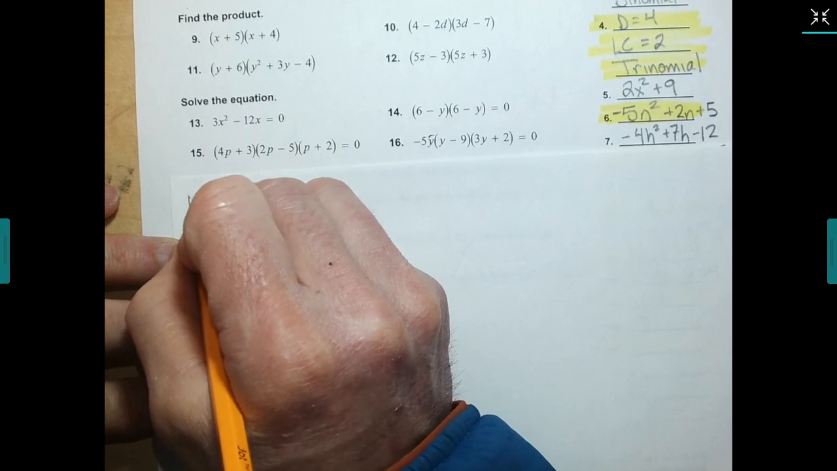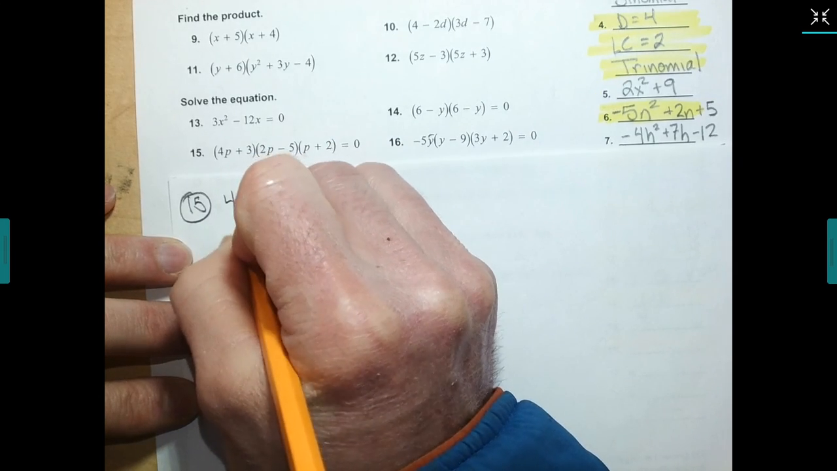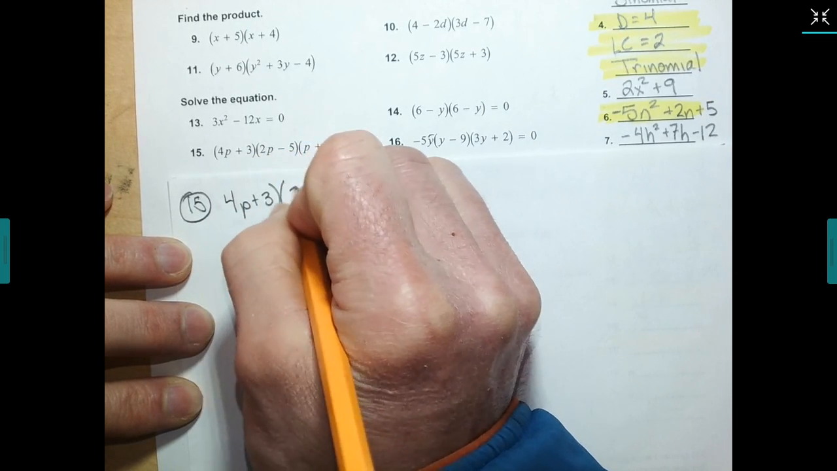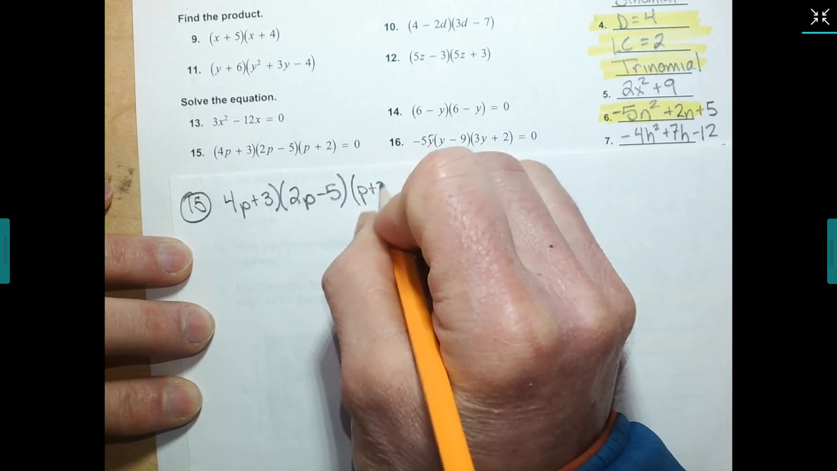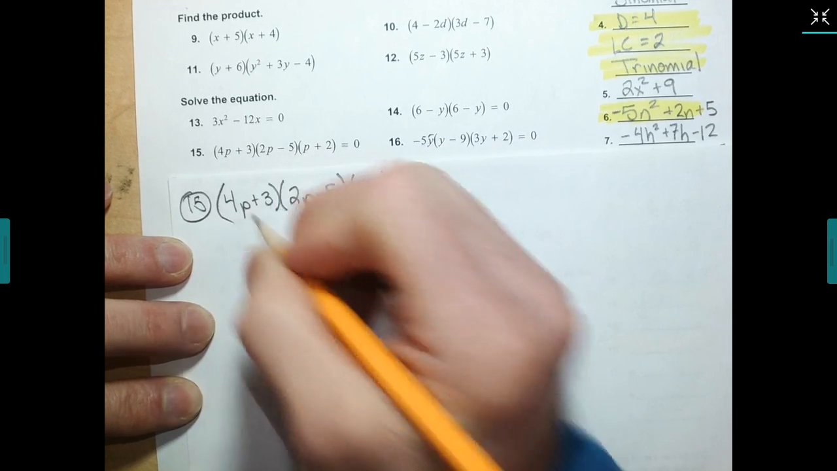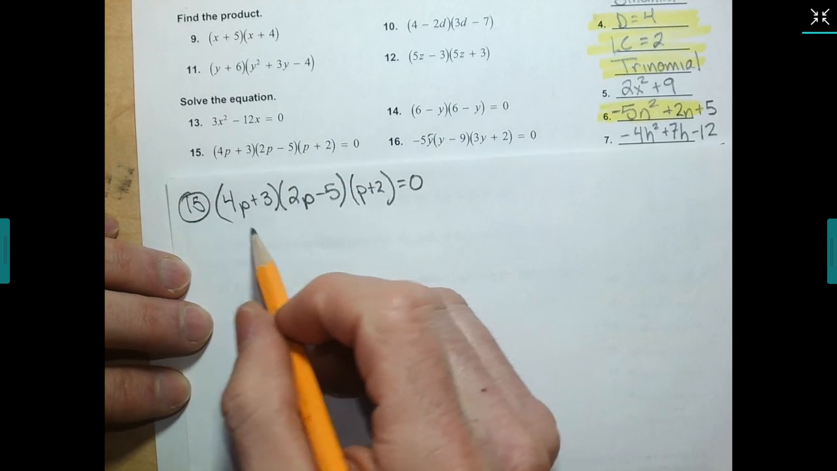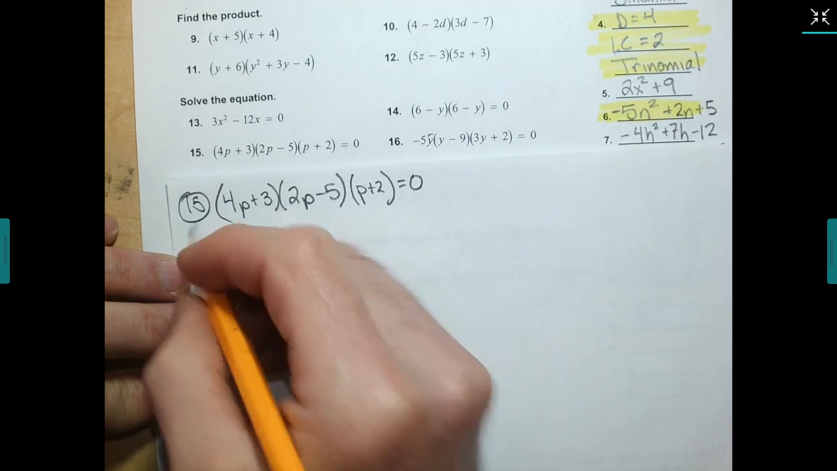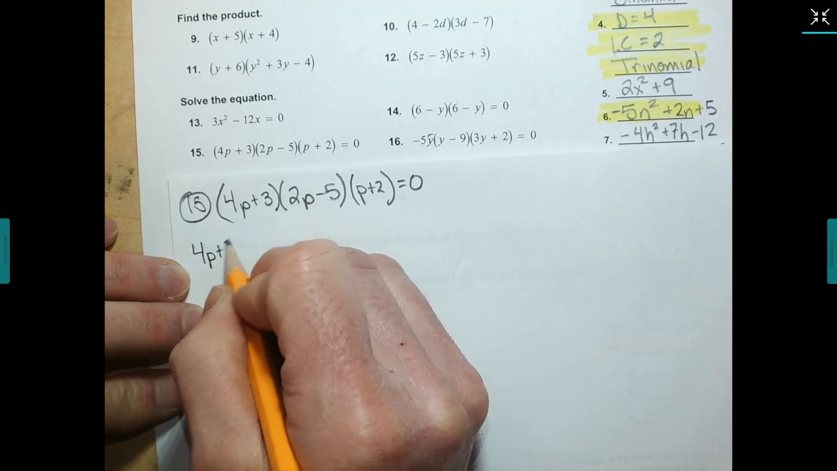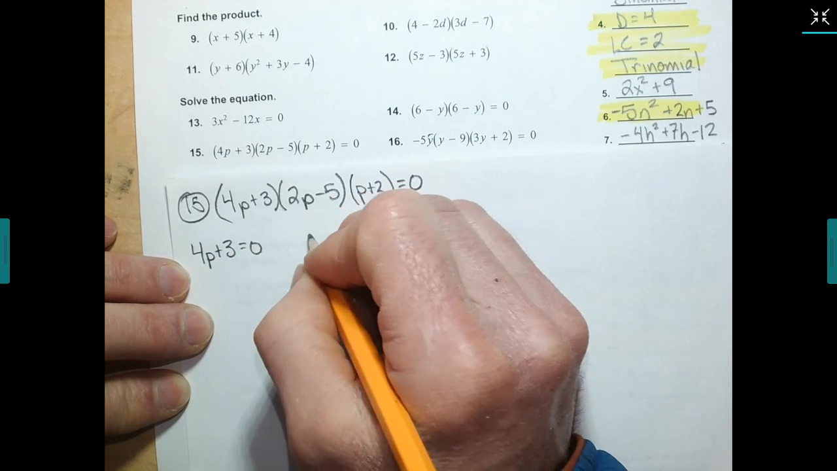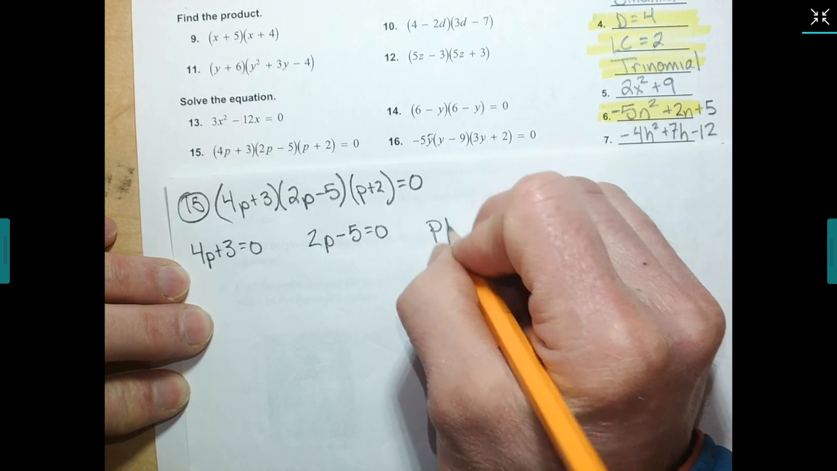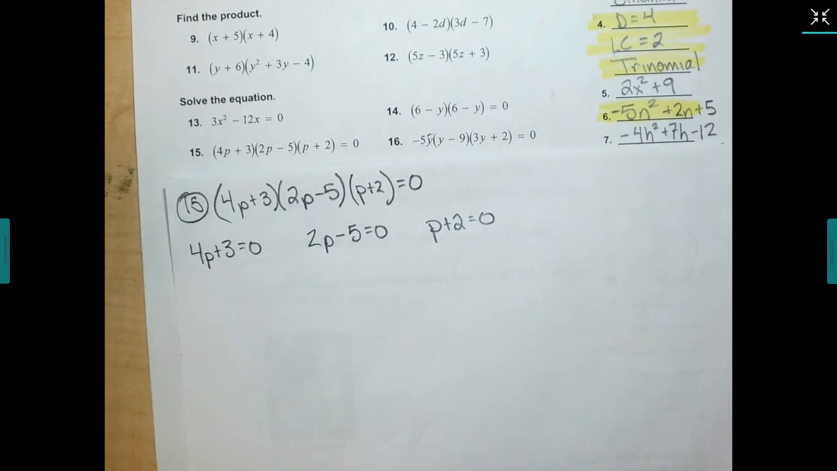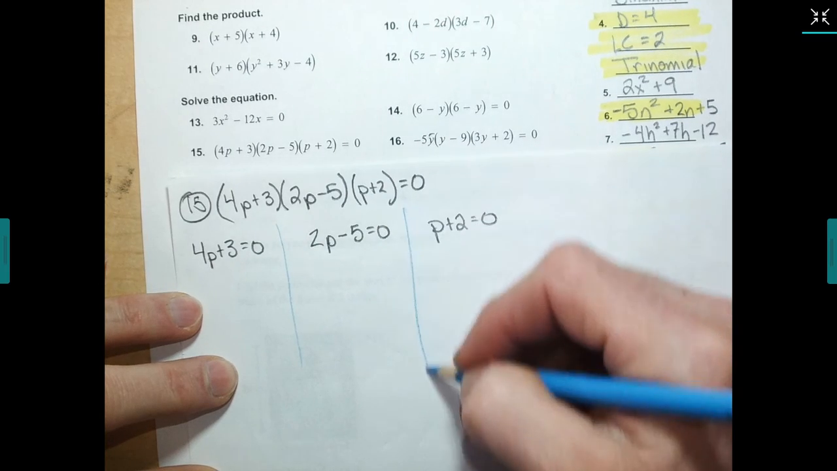Check out number 15. We have 4p plus 3 times 2p minus 5 times p plus 2 equals 0. All right. So I actually have 3 potential solutions. So I have 4p plus 3 equals 0. I have 2p minus 5 equals 0. And I have p plus 2 equals 0. So I have 3 potential solutions.